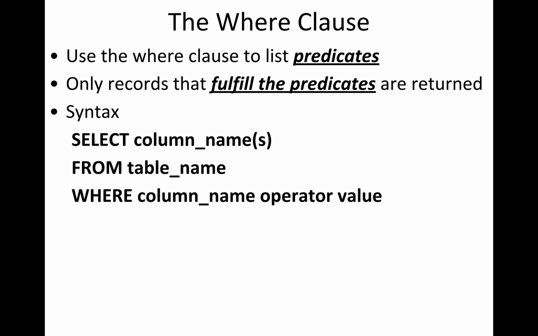Now that's a good segue into the where clause. So the where clause, as we just saw, provides a means for providing a predicate, a Boolean expression that has to be true for all the records that are being considered, and only those records that match the predicate are going to be returned.